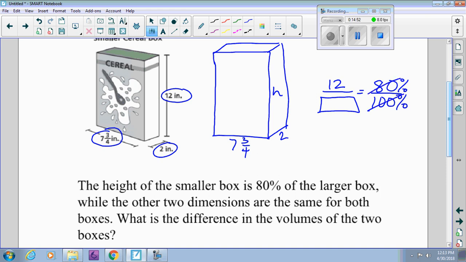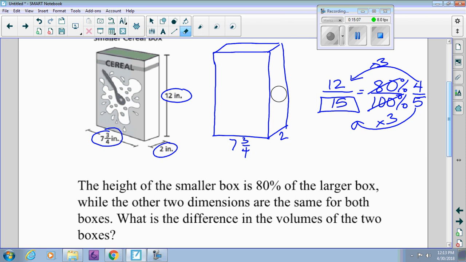If you can't divide or multiply, you must simplify. So you simplify this down to 4/5, dividing the top and bottom by 20. And 4 times 3 is 12. 5 times 3 is 15. So that's step one. We figured out that the height of this box is 15.